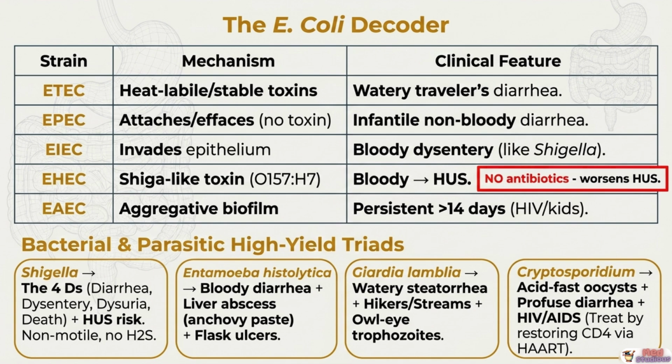Entamoeba histolytica causes bloody diarrhea plus a liver abscess filled with anchovy paste material. Giardia lamblia causes watery steatorrhea in hikers exposed to contaminated streams, identified by owl-eye trophozoites. And Cryptosporidium causes profuse watery diarrhea in HIV patients, identified by acid-fast oocysts and treated primarily by restoring CD4 counts with HAART rather than antiparasitics alone.